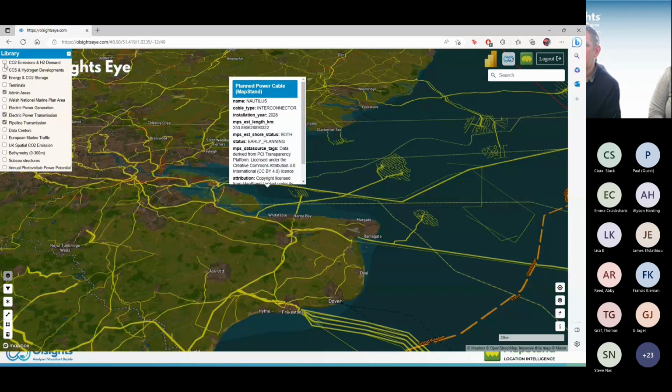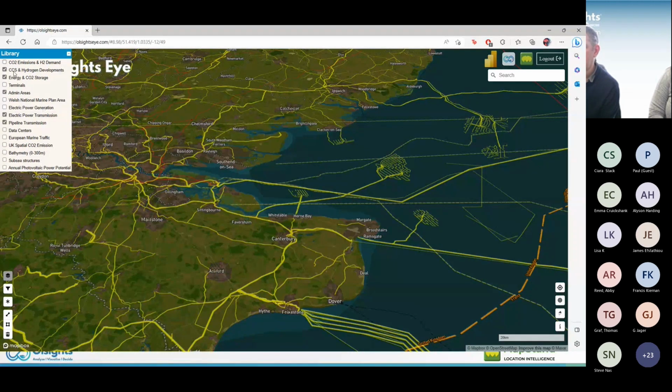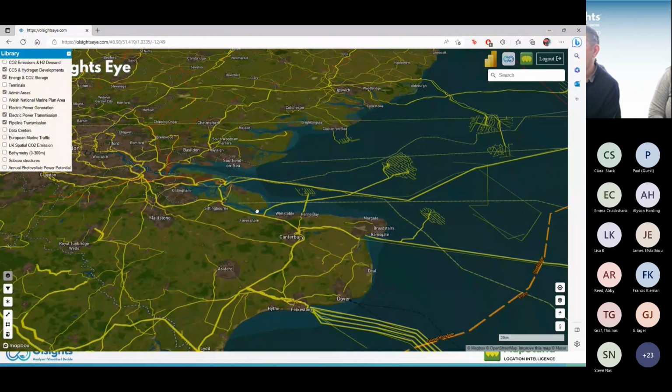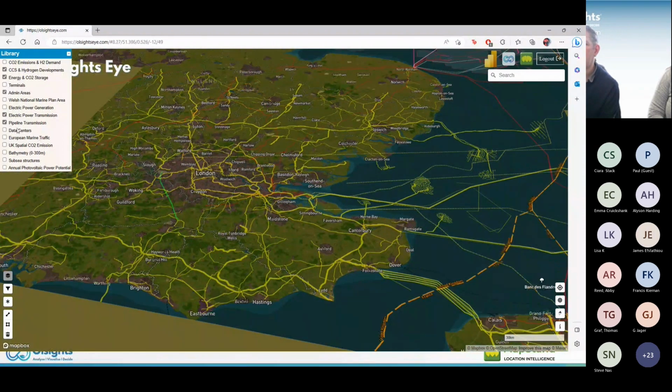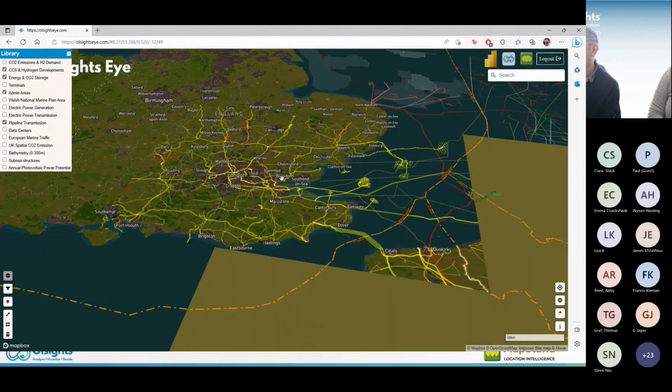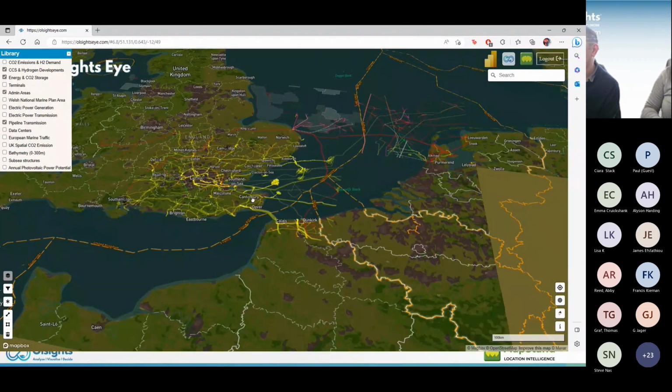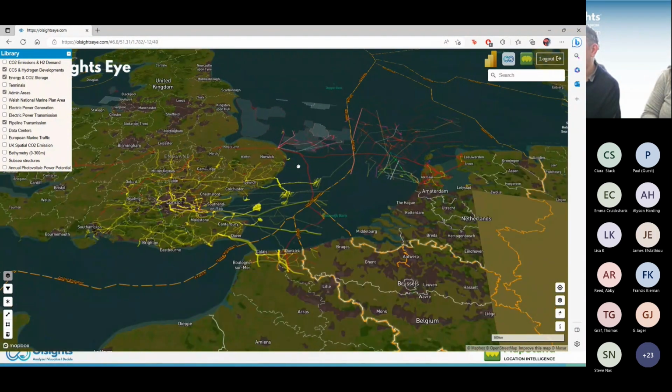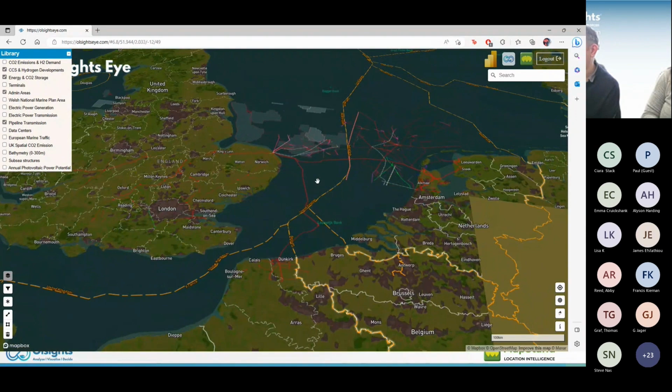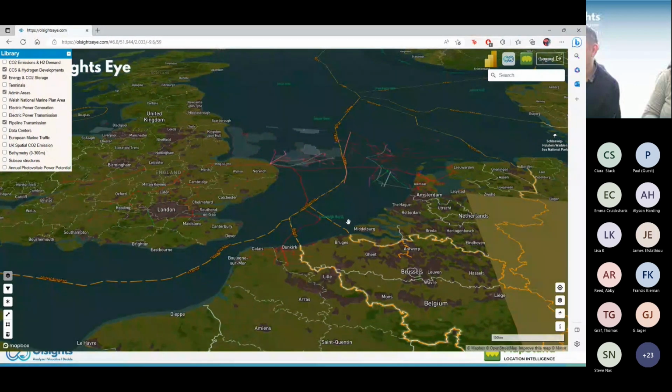So we can switch off CO2 emissions, and switch on CCS developments and hydrogen developments. Maybe just switch off the electric, because that's quite heavy. What you should see is that the same kind of data specific to CCS projects and hydrogen will pop up. It's just being a little bit slow.